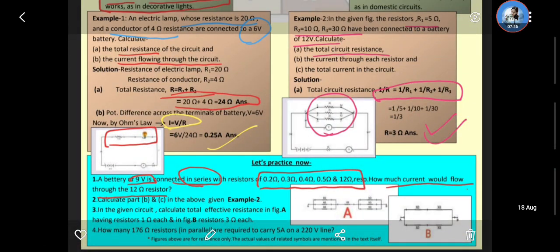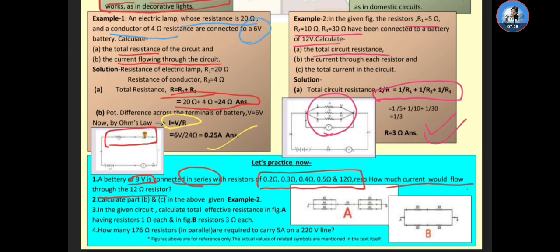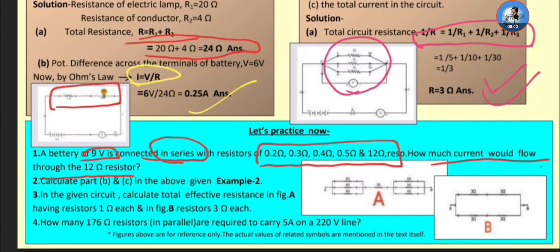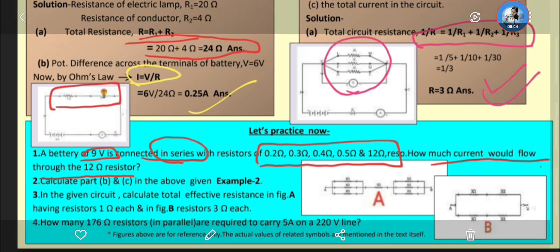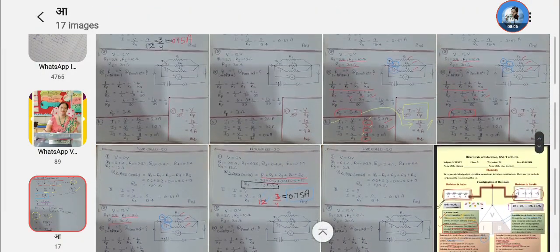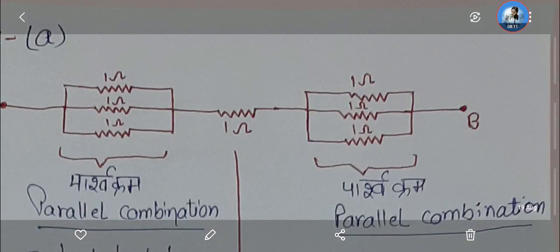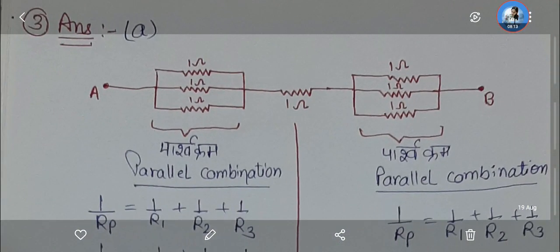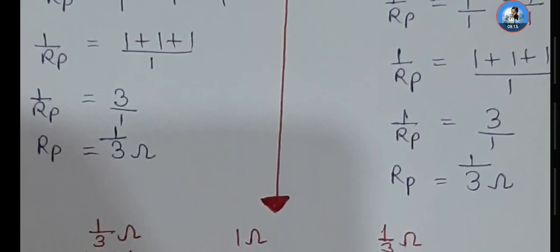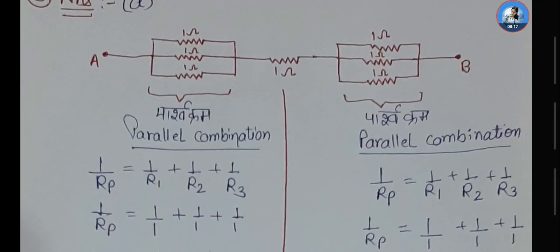Third question, students. In the given circuit, 2 circuit diagrams are given to you, circuit A and circuit B. We have to find the total resistance. So let's move to find the total resistance. Question number 3. This is your circuit diagram, students. Each resistance here is of 1 ohm.